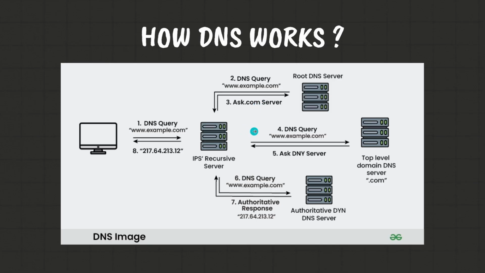The local DNS server then asks the .com DNS server the same question. The .com DNS server replies that it does not know the IP address of example.com but knows the DNS IP address of example.com. Then the local DNS server asks the example.com DNS server the same question. The example.com DNS server replies with the IP address of example.com, and now the local DNS sends the IP address of example.com to the computer that sent the request.